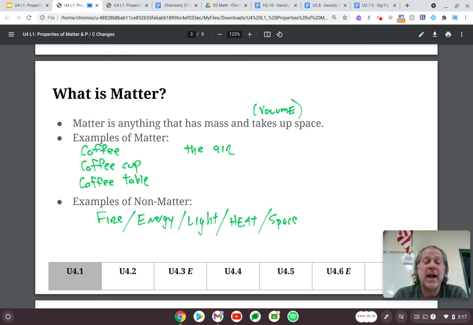Examples of things that are not actually matter: fire is not matter. Energy is not matter. Light is not matter. Heat is not matter. Space by itself is not matter. So things that are not matter are things that, technically speaking, don't really have mass and they don't really take up space. So those are ways that we can identify what matter is and what matter isn't.